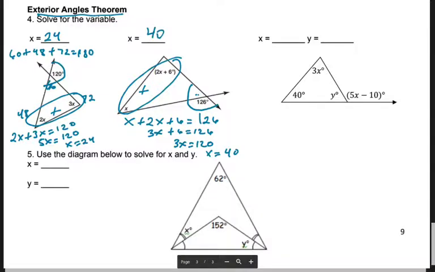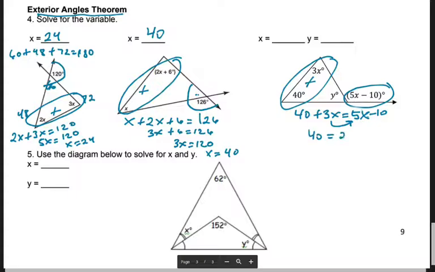All right, on the next example, we're solving for two variables here, but these two are the remote interior angles. They will equal this exterior angle. That does not look much like a 5, does it? Sorry about that. Okay, I'm going to move my 3x over here. So I get 40 equals 2x plus or minus 10. And then I'm going to move my 10 over this way, so I get 50 equals 2x, and then divide by 2. So x equals 25.